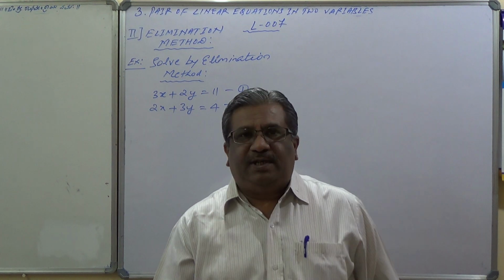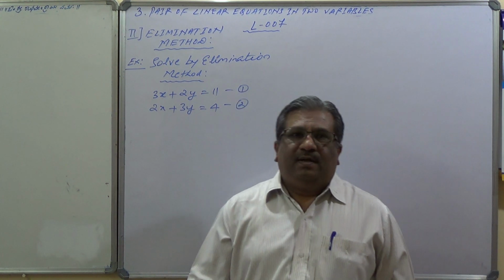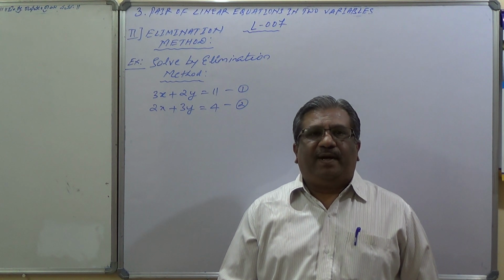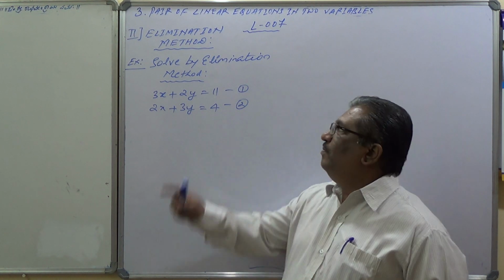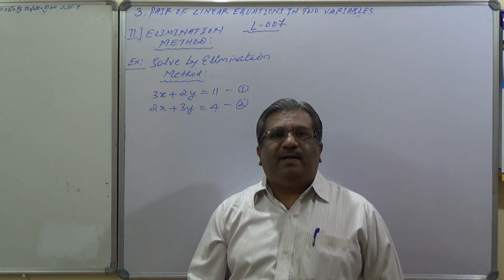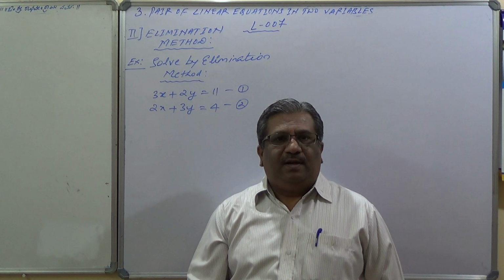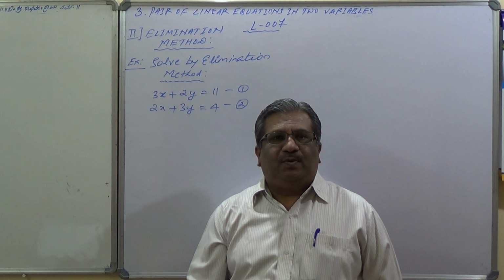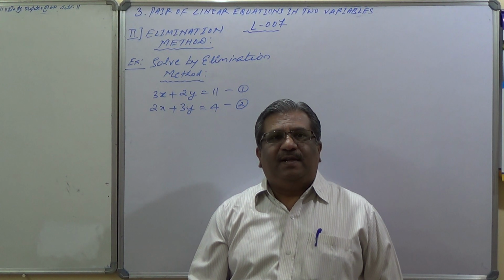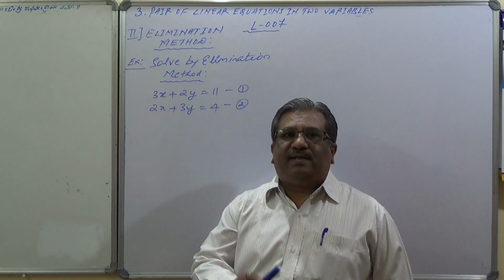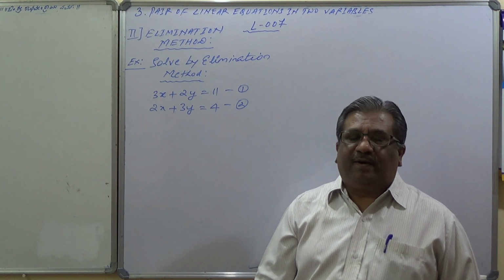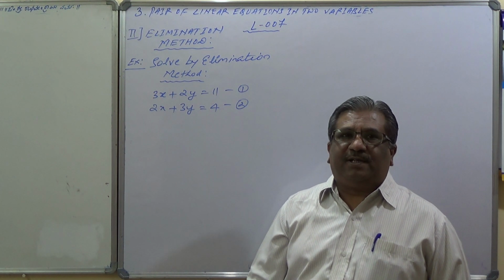Dear students, the second method in the algebraic methods of solving a pair of linear equations is the elimination method. Here we will eliminate one of the variables so that the equations get reduced to a single variable, and we should be able to calculate the value of that variable. Let us see how to solve a pair of linear equations by the elimination method.